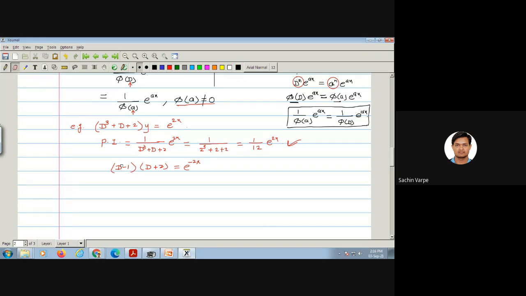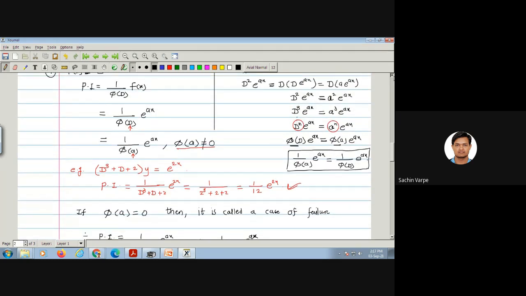So what do I do? What if we have such cases? In that case, we have the next rule, that I am writing here: if phi of a equals 0, then it is called a case of failure. Hence, the particular integral 1 upon phi of D e to the power ax can be written as x into 1 upon phi dash, the derivative of this phi, and then into that replace D by a, e to the power ax.